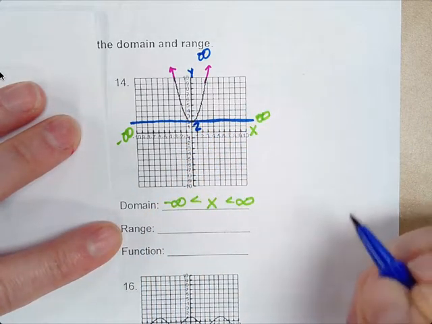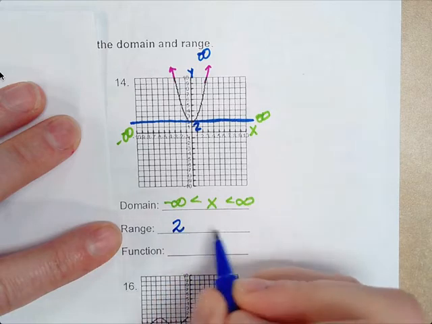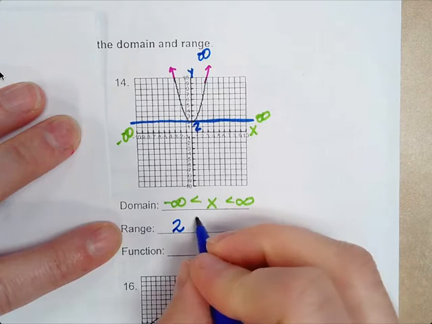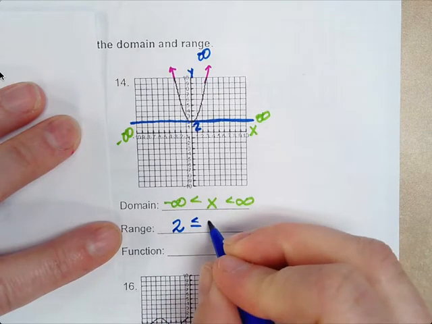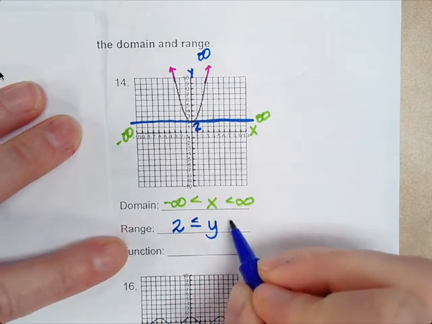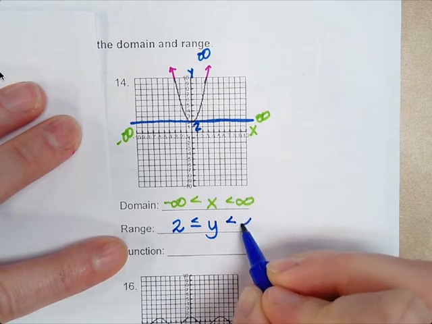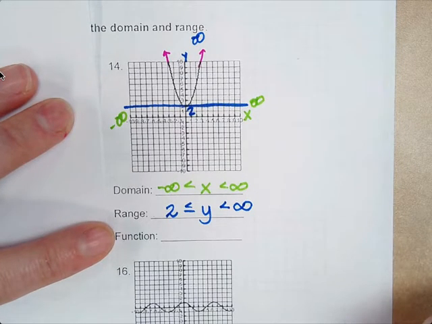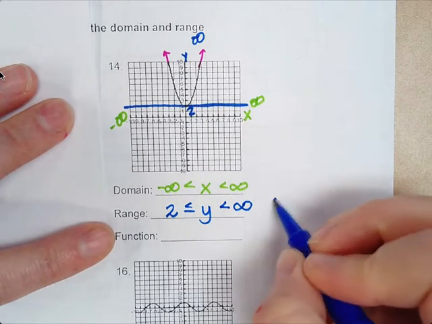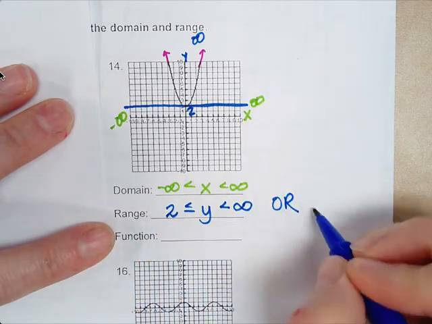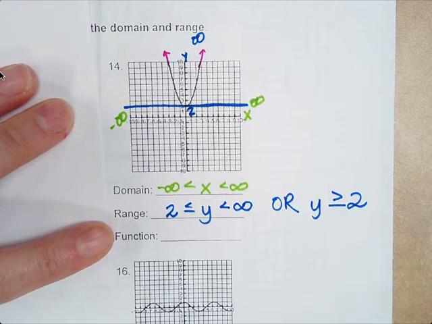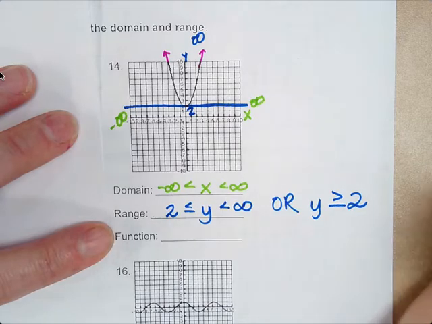So what's the smallest number y can be? 2. Does it actually touch 2? Yes, so it's a less than or equal to. And then y less than infinity. This can also be written as y is greater than or equal to 2. That's much easier, right? Because it's at 2 or it's bigger. So y is greater than or equal to 2.